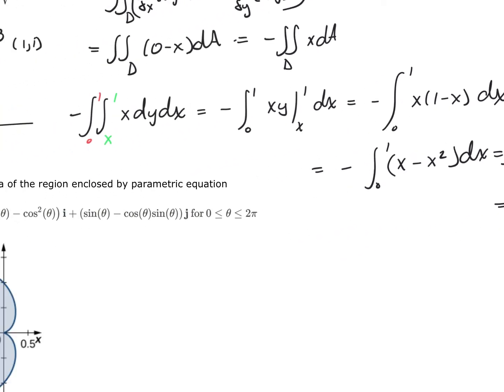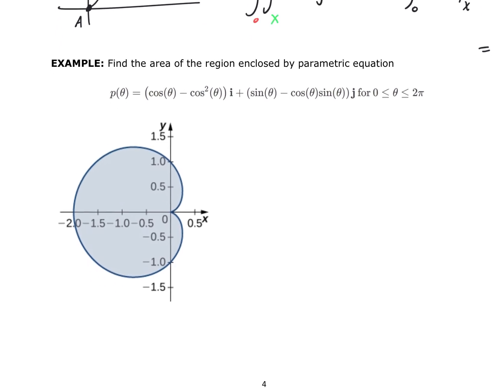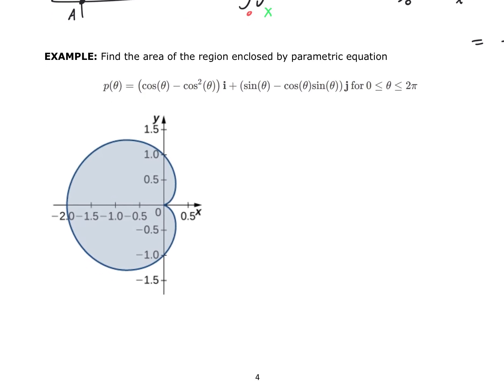Let's take a look at the next example. We want to find the area of the region enclosed by the parametric equation, where I've got p of theta equal to (cosine theta minus cosine squared theta) i plus (sine theta minus cosine theta sine theta) j, for theta running between 0 and 2 pi.